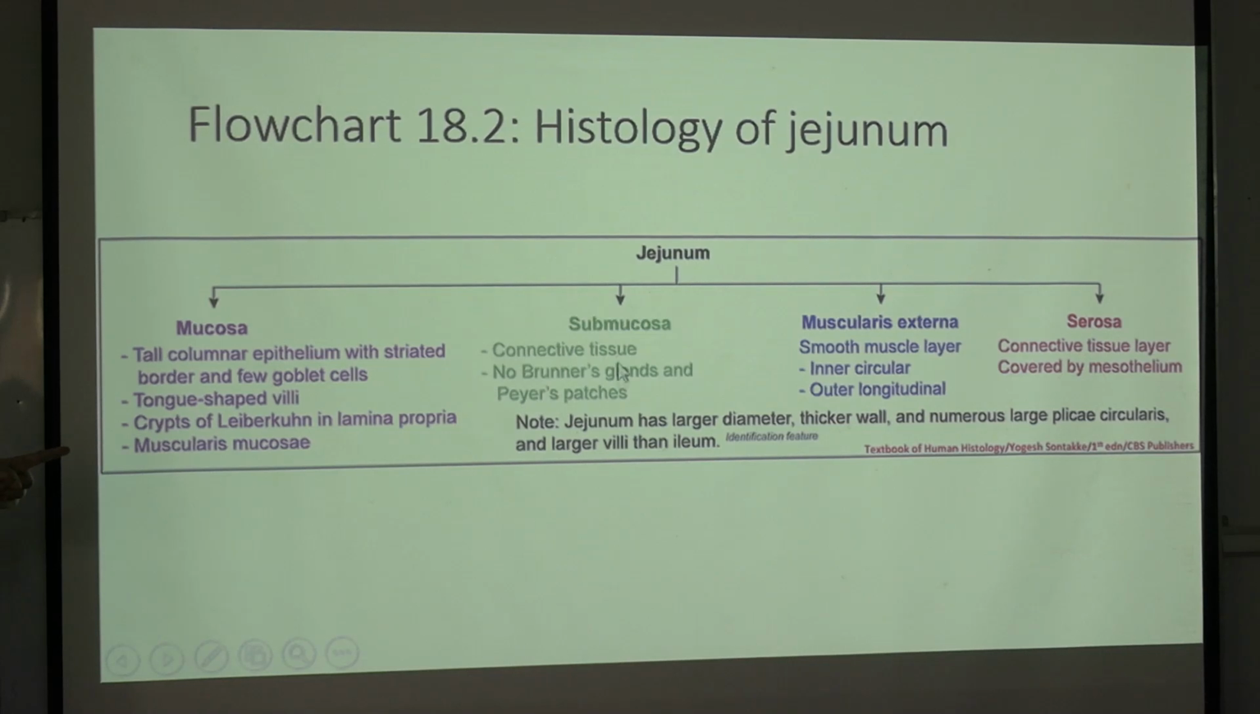The change is in the submucosa layer: no Brunner's glands. So we do not have the glands existing there. So we can identify which segment of the small intestine it is based on whether the glands are there or not. The rest, muscularis mucosa and serosa, is the same.